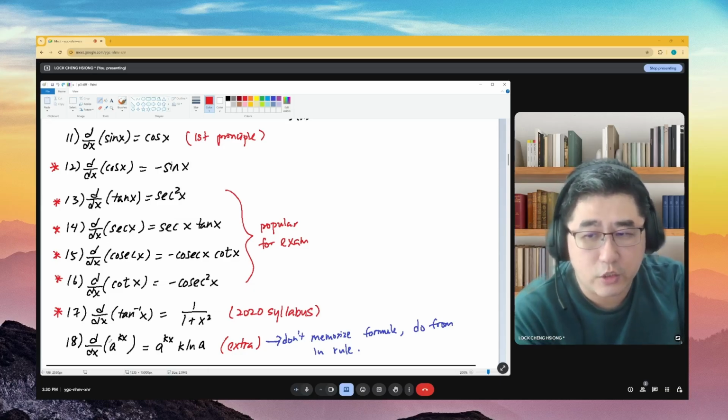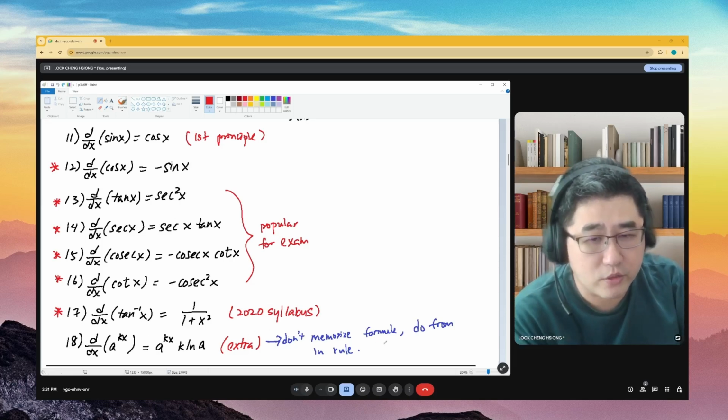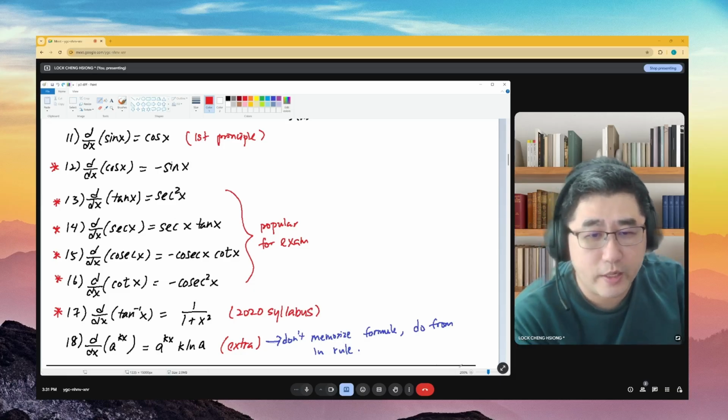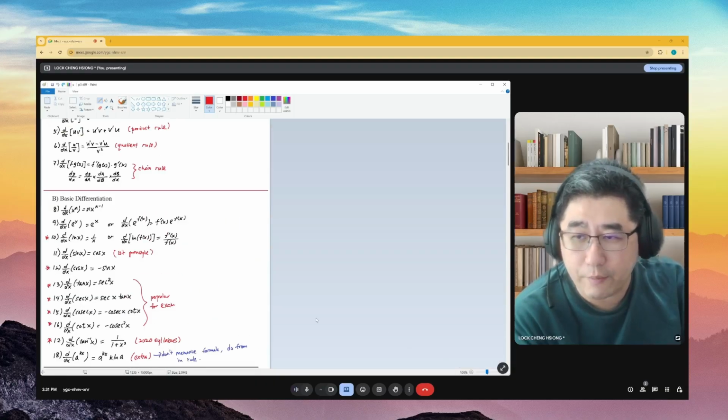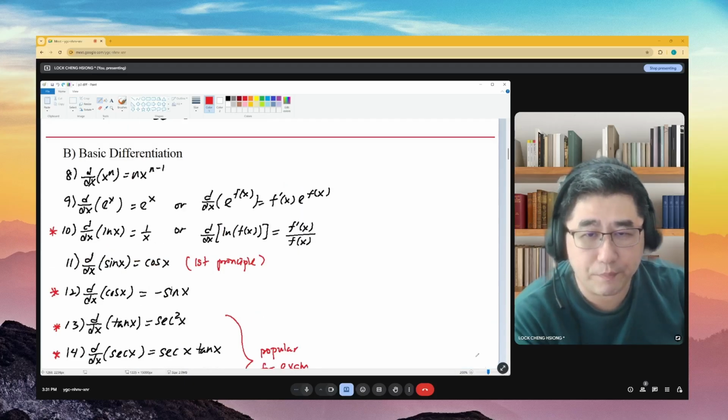Number 19, if I have a to the power of kx, I can get a^(kx) times k ln a. But for this formula, you do not memorize it. You have to do it by using the log rules. As you can see, some of the rules here are marked with a star. That means these starred ones can appear as exam questions where you are expected to do the proving. Those not marked will be proved by first principles or definition. So we will see one by one how to prove them.